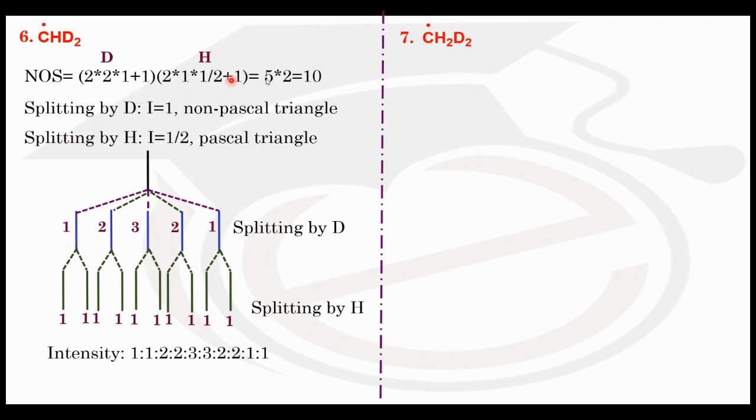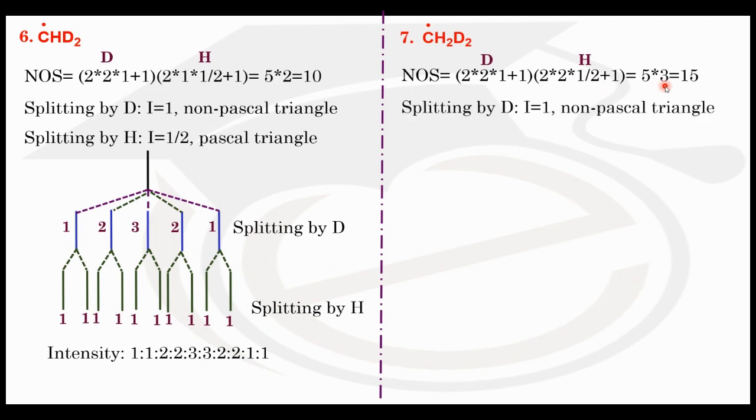Next question, CH2D2. Similar to CHD2, here also deuterium will split, and hydrogen will split. First the number of signals will be 2 into 2 into 1 plus 1, by deuterium. Then by hydrogen 2 into 2 into 1/2 plus 1. Then overall 15 signals will be there. And like the previous, splitting by deuterium follows non-Pascal triangle, and splitting by hydrogen follows Pascal triangle.